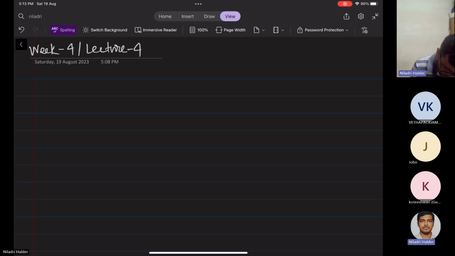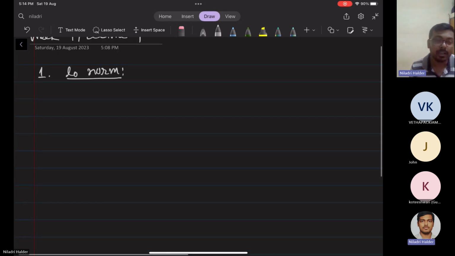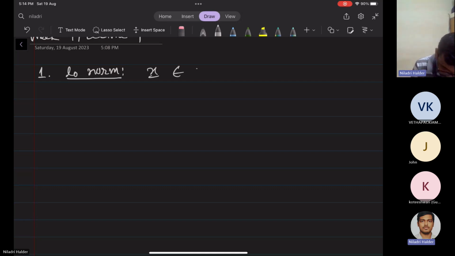First, a few topics. One is the L0 norm. He introduced what the L0 norm is. Suppose there is a vector x, which belongs to n-dimensional space. Then what is the L0 norm? The L0 norm can be written as the number of non-zero elements in the vector x.